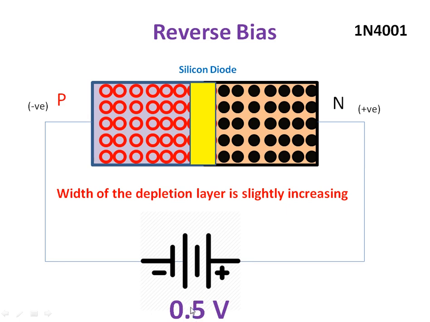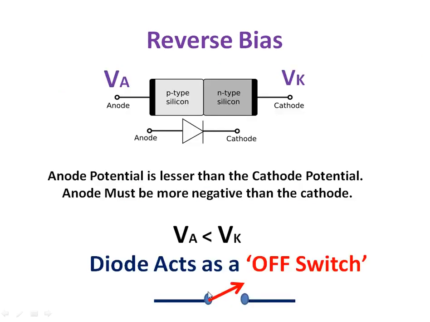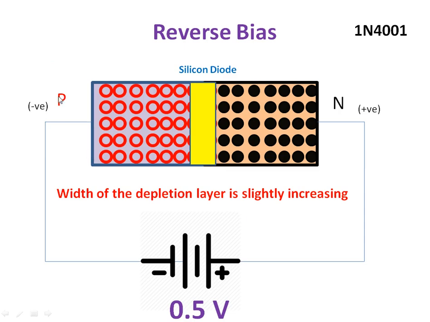Now, instead of 0 volt, I am applying 0.5 volt. So here the P terminal, or anode terminal, is connected to negative, and your cathode terminal is connected to positive. You know the condition for reverse bias: whenever VA is less than VK, it is known as reverse bias. So here your anode potential is 0, your cathode potential is 0.5, so your P side potential is less when compared to the N side potential. Anode potential is less compared to cathode potential. This condition is known as reverse bias.